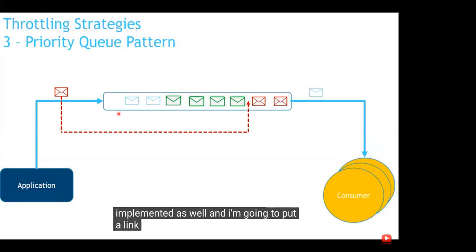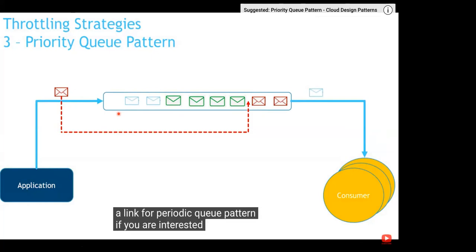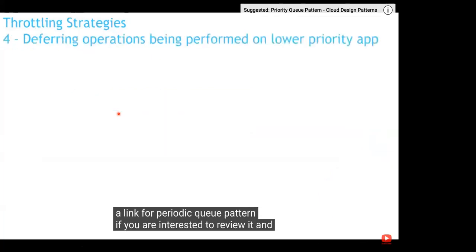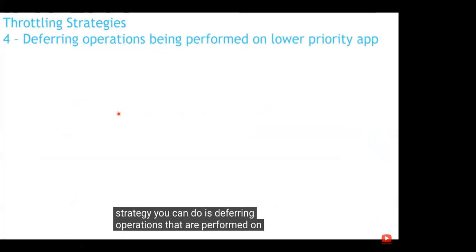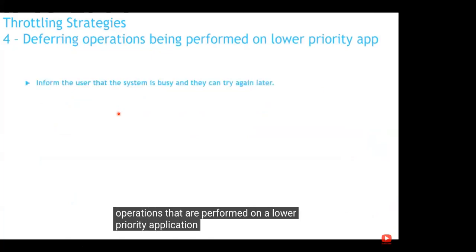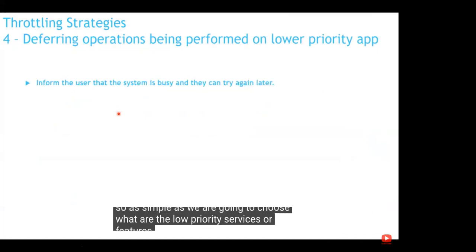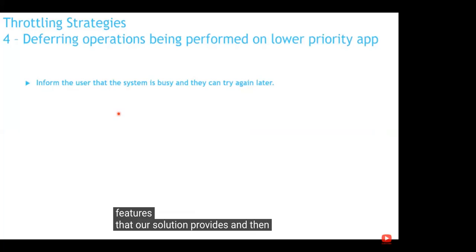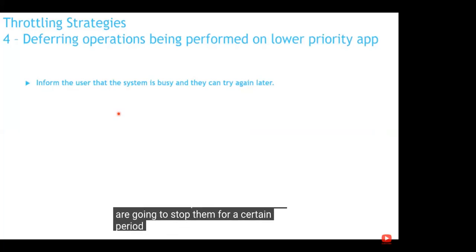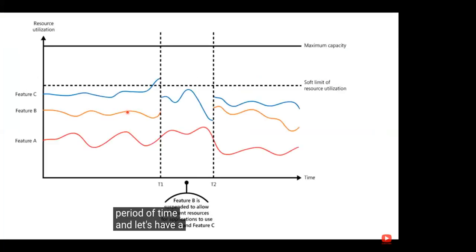I'm going to put a link for the priority queue pattern if you are interested to review it. And the last strategy you can use is deferring operations that are performed on a lower priority application. As simple as that, we choose which are the low priority services or features that our solution provides, and then we stop them for a certain period of time. Let's have a look at this graph to help us understand it better.